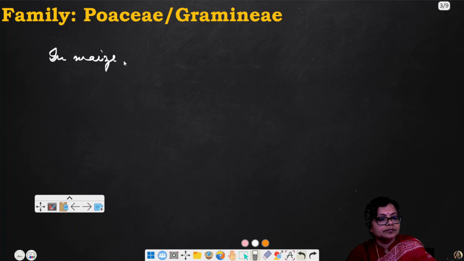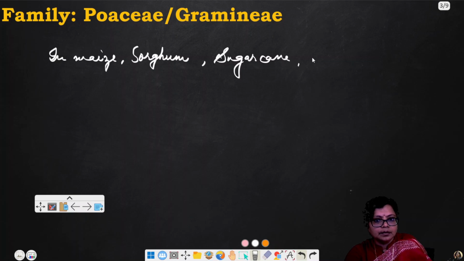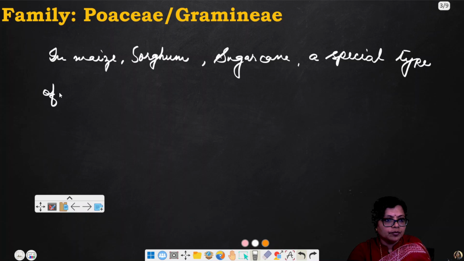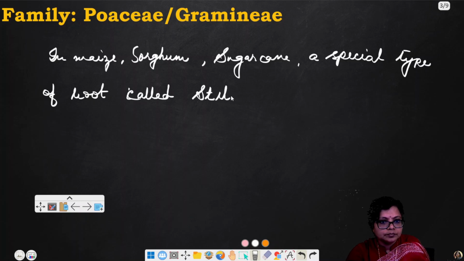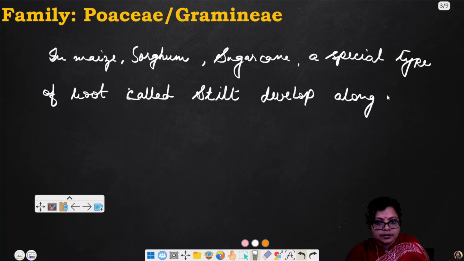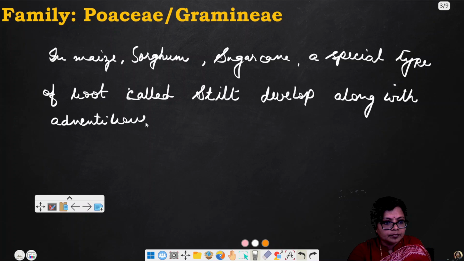In maize, sorghum, that is jowar, sugarcane, a special type of root called stilt root develops along with the adventitious fibrous root.